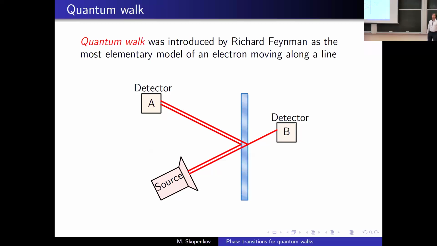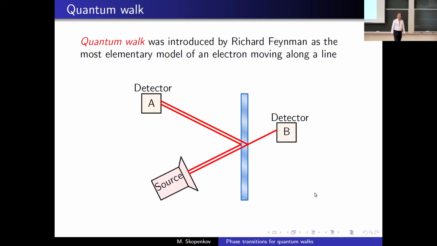First, we explain what is a quantum walk. Quantum walk is the most elementary model for an electron moving along a line. It was introduced by Richard Feynman. It is also an archetypal model for studying quantum algorithms.